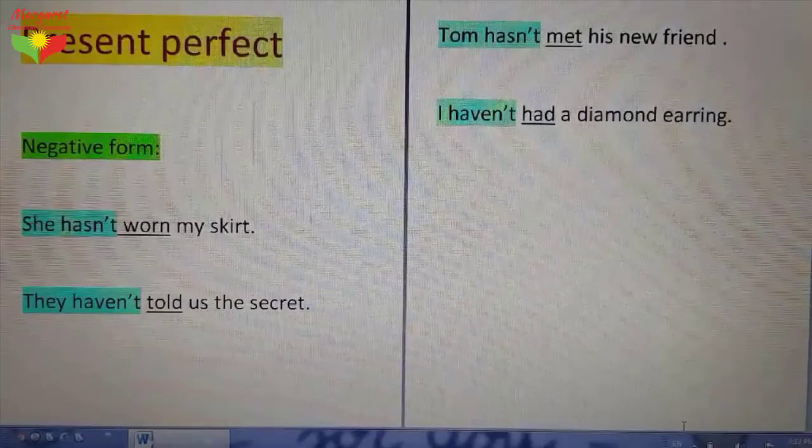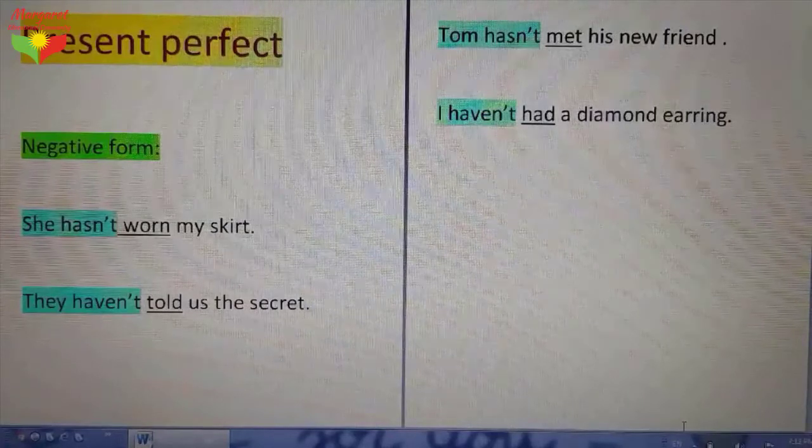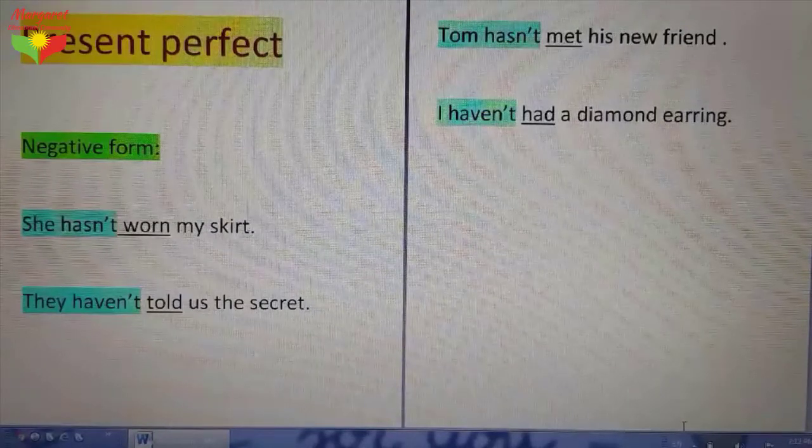There are verbs. But in which form? In the past participle forms. All of the verbs should be in the past participle forms in the present perfect.